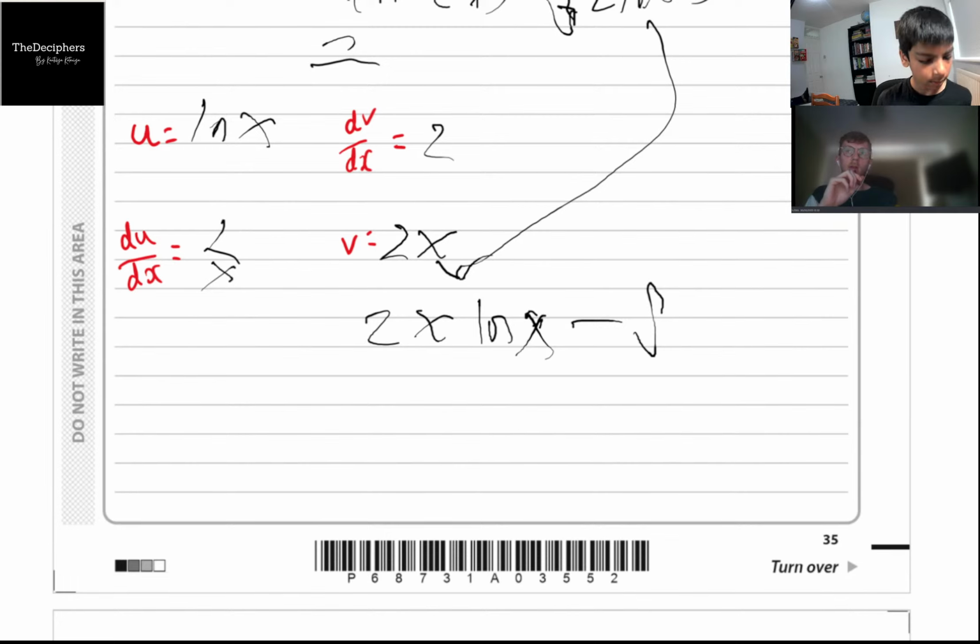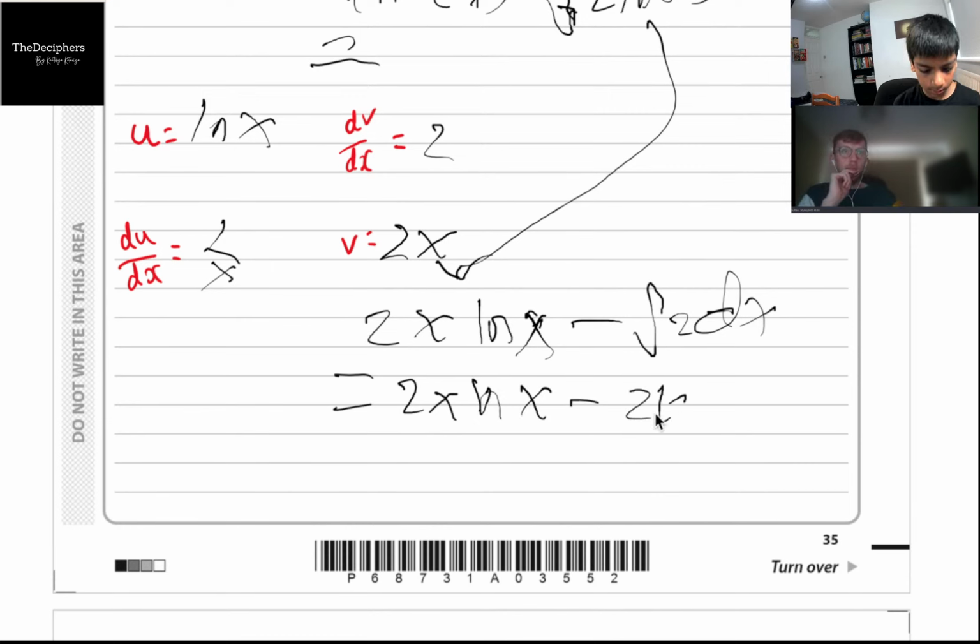Yep, the integral of 2x times 1 over x, which is the integral of 2. Good. dx, don't forget dx again. 2 dx. That's 2x ln x minus 2x. Excellent. Okay, so we've done all the integration now.